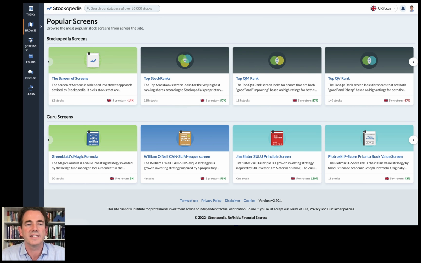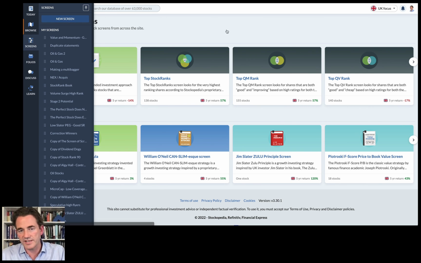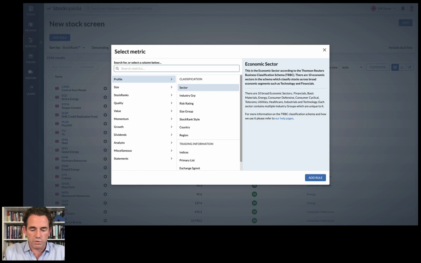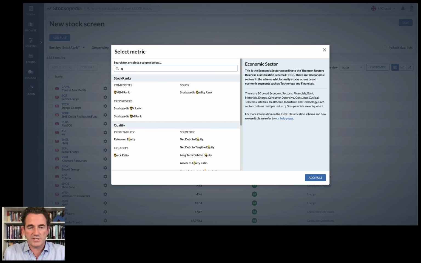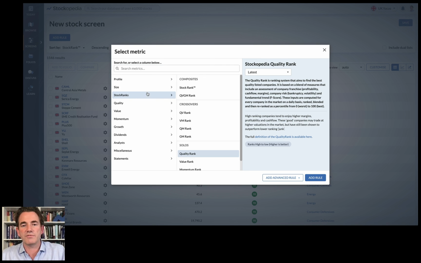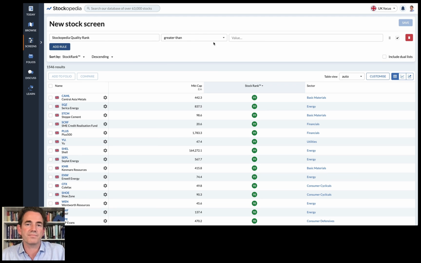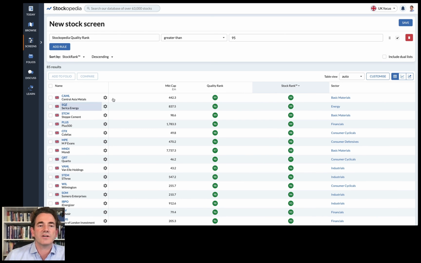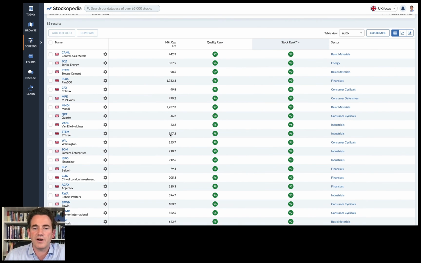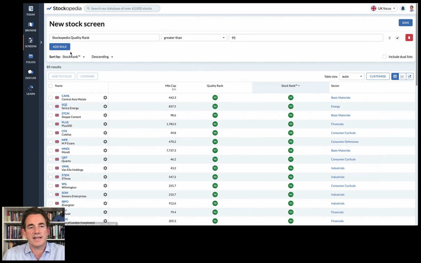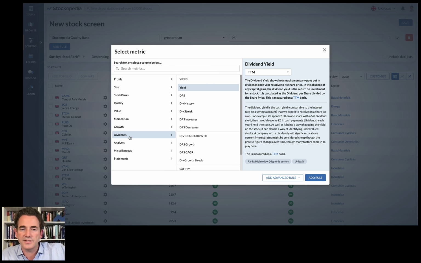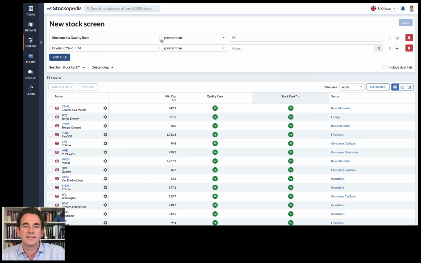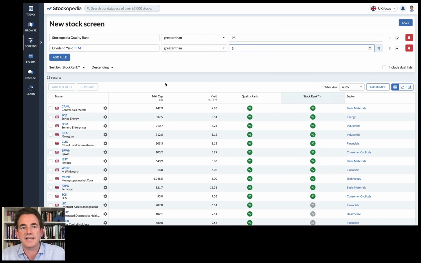You can create your own screens as you wish. So if I wanted to create a screen of, let's say, just the highest quality stocks, I can go add rule, search for quality, add the quality rank, and then I can search for quality greater than, let's say, 95. Why not? And here's 80 stocks, with a range of different market caps, and I could filter that down with the dividend yield. If I wanted to find high yielding shares, give me a yield higher than 5%, whittle it down.